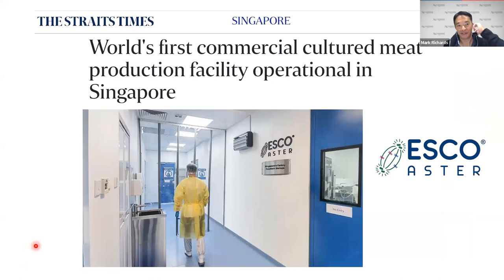Singapore is also home to the world's first commercial cultivated meat production facility. And there are many more of these facilities starting up. Esco Aster is also a homegrown company which initiated this. And they also produce quite a few biohazard hoods and clean rooms.